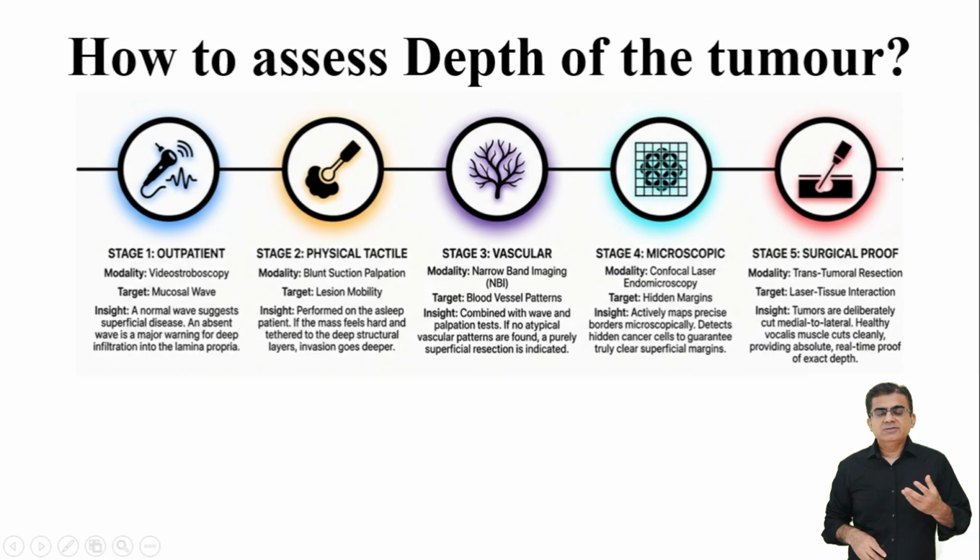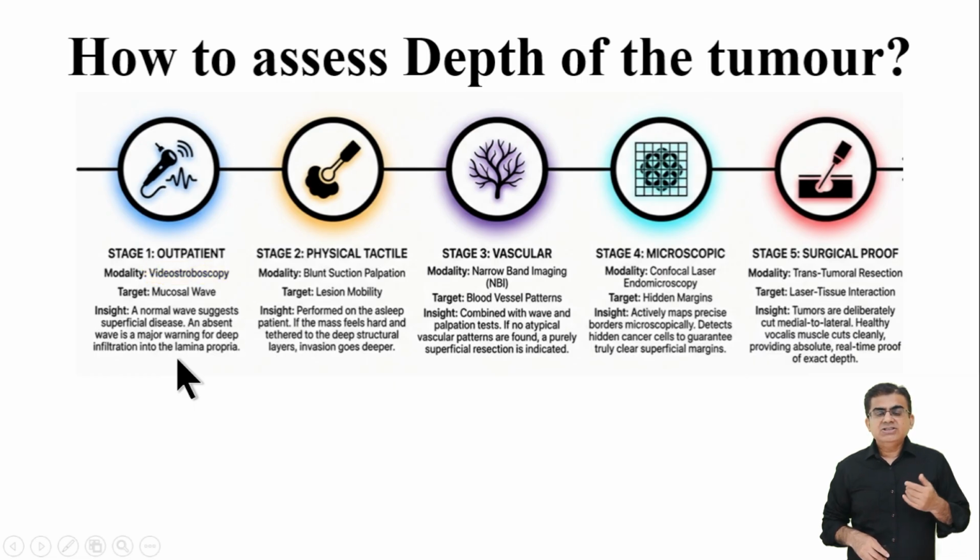these different modalities. Stage 1 begins in your outpatient clinic. We strictly use video stroboscopy to evaluate the delicate mucosal wave. A perfectly normal wave strongly suggests the disease is strictly superficial. But an absent wave is a major warning for deep infiltration into the lamina propria.